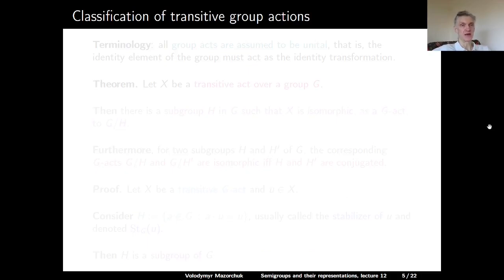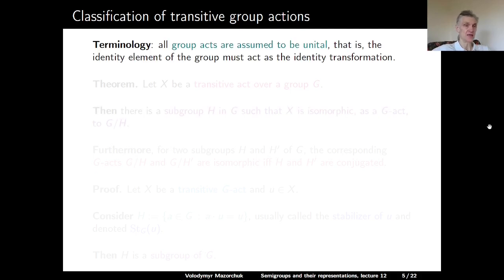Now we can classify all transitive group actions. And a little note about terminology. When we speak about group actions, we always assume that the actions are unital, meaning that the identity element in the group acts as the identity transformation. So for groups, we consider only monoid actions.